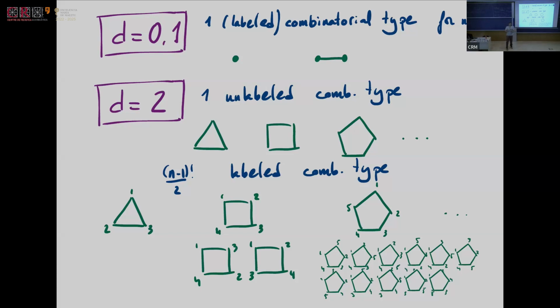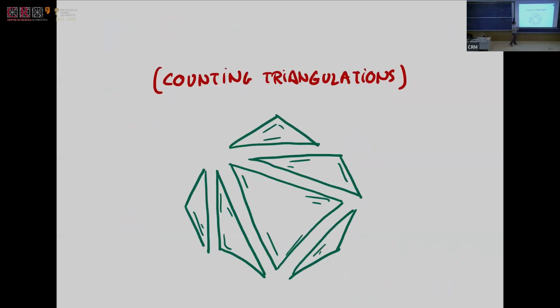And if you want to count with my rules, you have to take labeling into account. So actually you have one way of labeling a triangle. You have 3 ways of labeling a square. And in general, you have (n minus 1) factorial divided by 2 ways of labeling a polygon. And this is because polygons do have symmetries. You have the dihedral group, but in general, in higher dimensions, you won't have these symmetries.